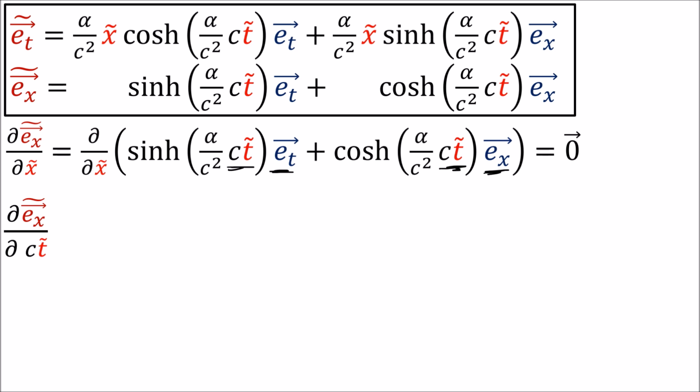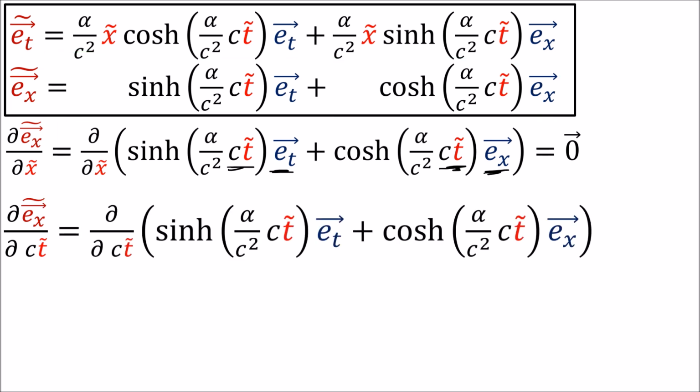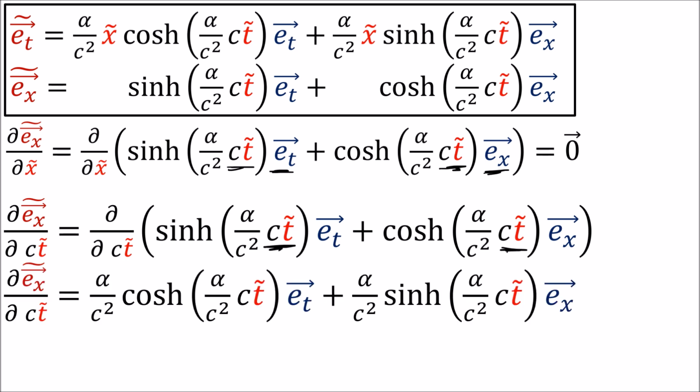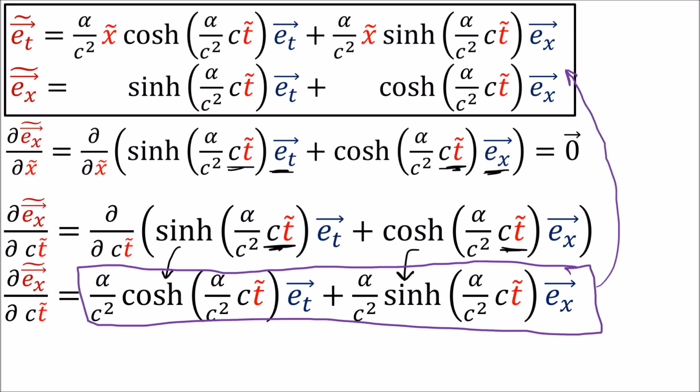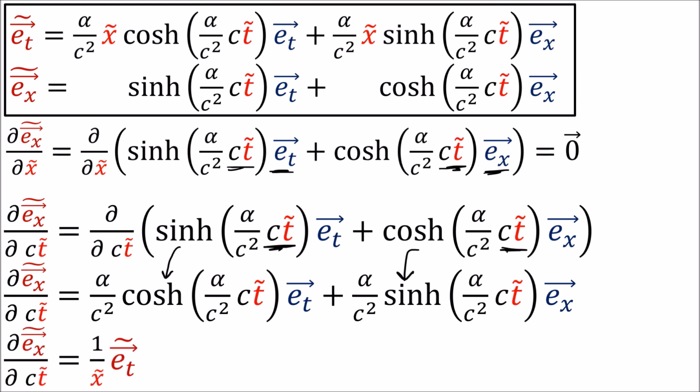We can also calculate the derivative of e_x tilde in the ct tilde direction. Once again, e_t and e_x are constant, so we just differentiate this formula with respect to ct tilde. Sinh becomes cosh, and cosh becomes sinh, and we multiply both of these terms by their inner constants, because of chain rule. Now, this big formula looks exactly like the formula for the e_t tilde basis vector if we were to divide it by x tilde. So this derivative is just equal to e_t tilde divided by x tilde, or in other words, multiplied by 1 over x tilde.